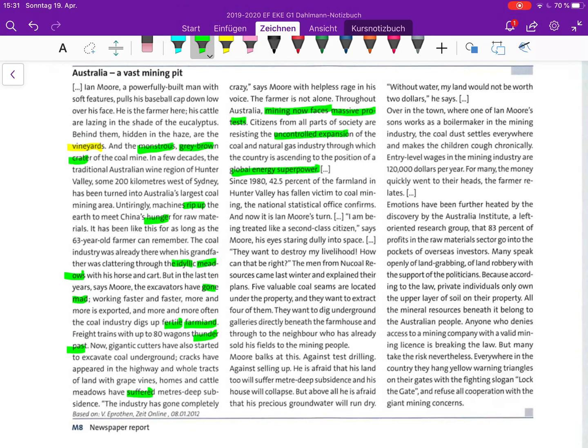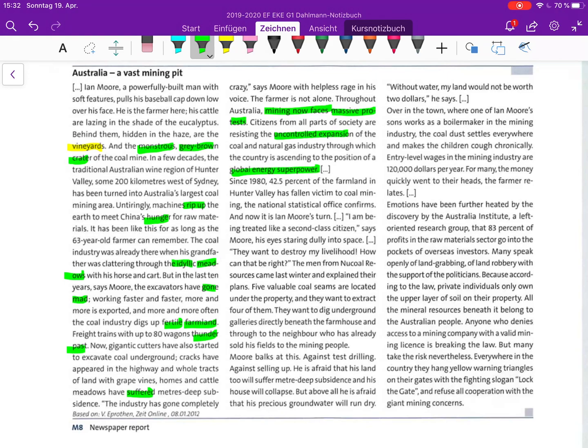I'm being treated like a second-class citizen, says Moore, his eyes darting dully into the space. They want to destroy my livelihood. How can they? Can that be right? The man from New Coal Resources came last winter and explained their plans. 5 valuable coal seams are located under my property, and they want to extract 4 of them.